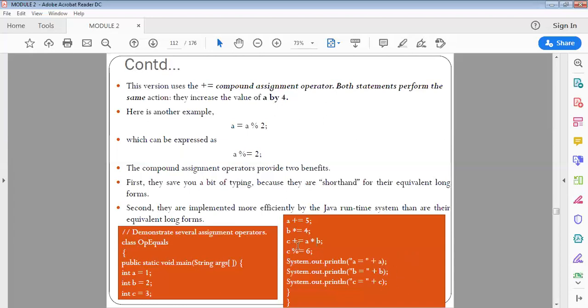So now we are modding: c mod equals 6. That is c is equal to c mod 6. What is the c value? 51. 51 modded with 6. That will give you the remainder, and that will be the result. So which c will be printed? The c value you get after the mod operation will be the result of c.